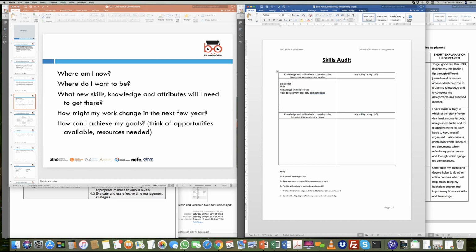Now, when you do that skills audit, what you're effectively doing is answering questions like, where am I now and where do I want to be? So the skills and knowledge that I want to acquire is what you'll put here, and again, you'll map them against a rating scale of 1 to 5. And that will help you put some SMART goals towards what you're working to be and to cover those areas by acquiring those fresh skills.